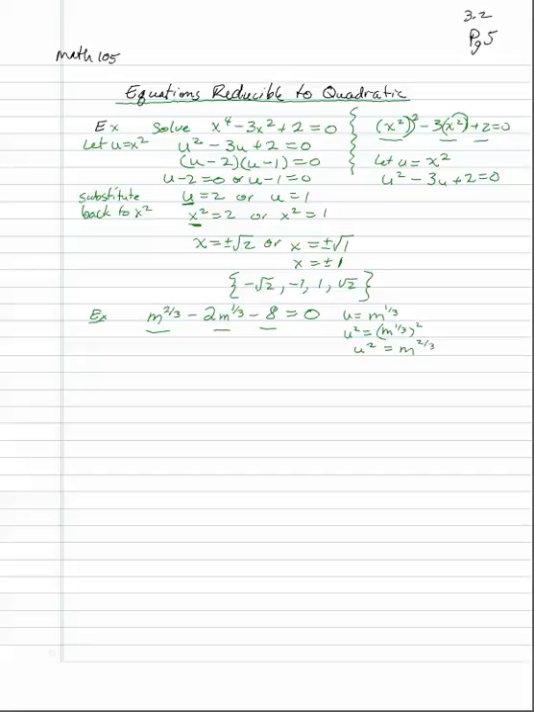And you look, the middle term's m to the 3rd, so that's going to be u, and if the first term is the square of that, see, m to the 3rd squared is m to the 2/3, then we're in business and we can do this substitution. So we're going to let u equal m to the 3rd. So over here I was just checking to see if it'll work. Check to see if it fits quadratic.